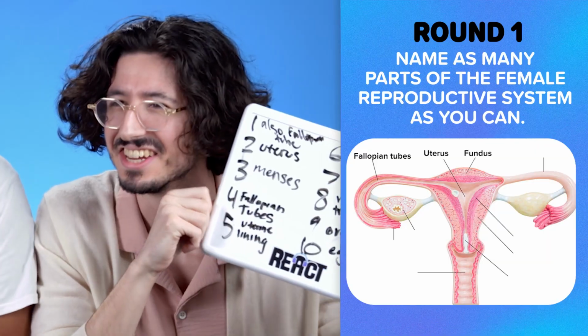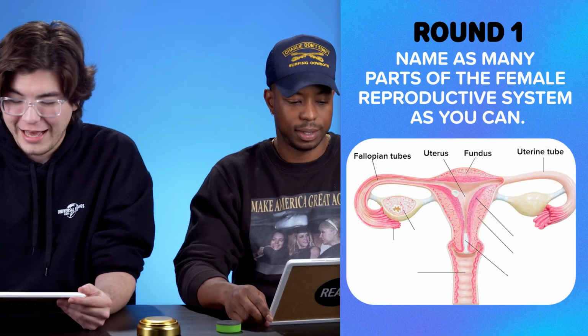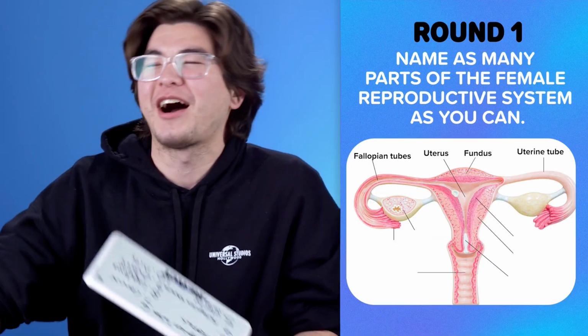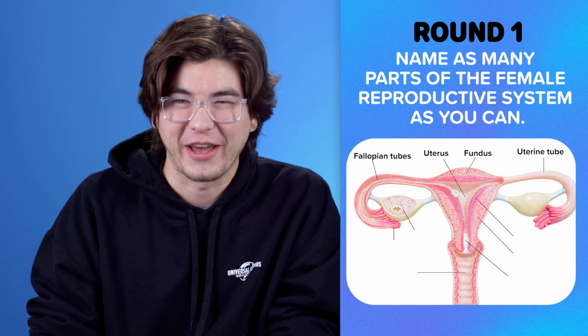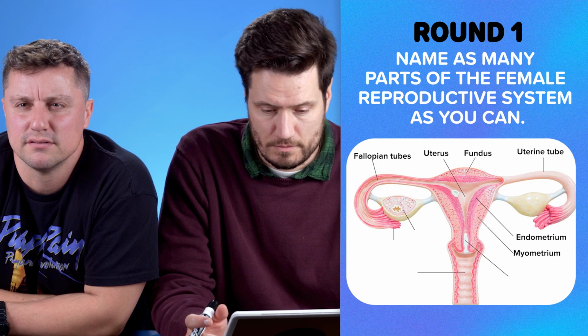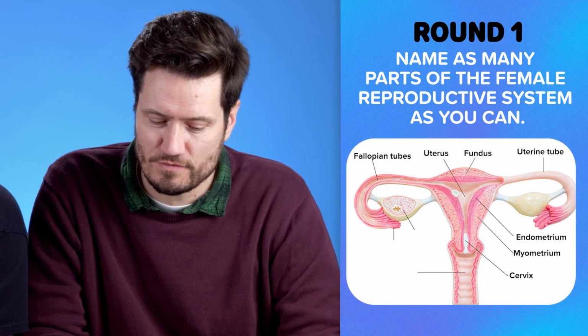The fundus. Bless you. Uterine tube is the outside. I put fallopian tube. I didn't know fallopian sheath, but it's kind of the same concept, though I'm not going to give it to you. And the 2 that I didn't expect you to get are the endometrium and the myometrium. 7 is the cervix. I wrote cervix for 8.